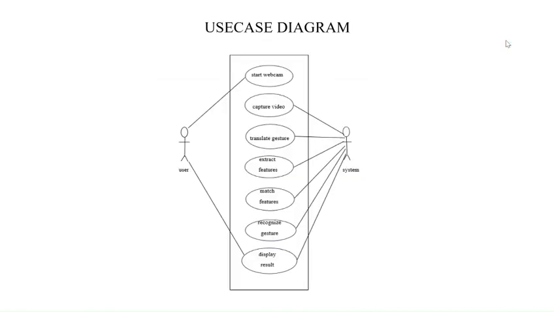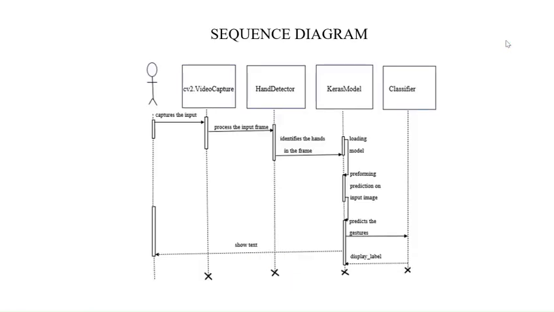The use case diagram illustrates the interaction where the user starts the webcam to capture video. The system translates and recognizes gestures by extracting and matching features, then displays the results, providing real-time feedback. Coming towards the sequence diagram, it outlines the process where the user captures input via CV2 video capture.